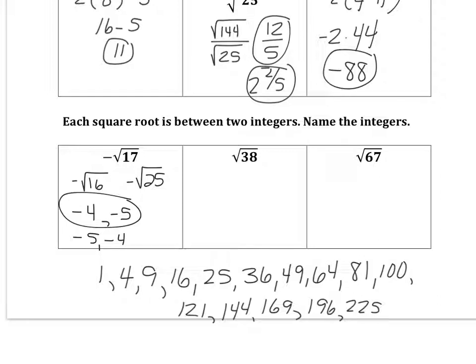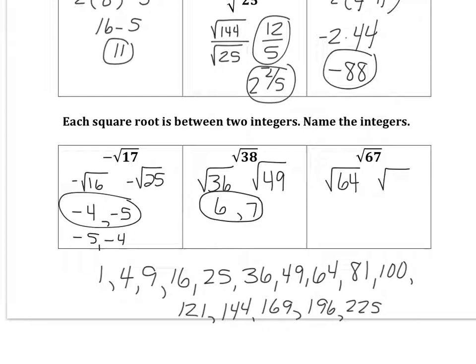We're going to do the same for the other two. Square root of 38 we know is going to be somewhere between the square root of 36 and the square root of 49. And it's important for you to have the square roots with those numbers. You can't just write down 36 and 49 because it's not between 36 and 49. It's between the square root of 36 and the square root of 49, which is 6 and 7. Square root of 36 is 6, square root of 49 is 7. And then the square root of 67 is somewhere between the square root of 64 and the square root of 81, which is 8 and 9.